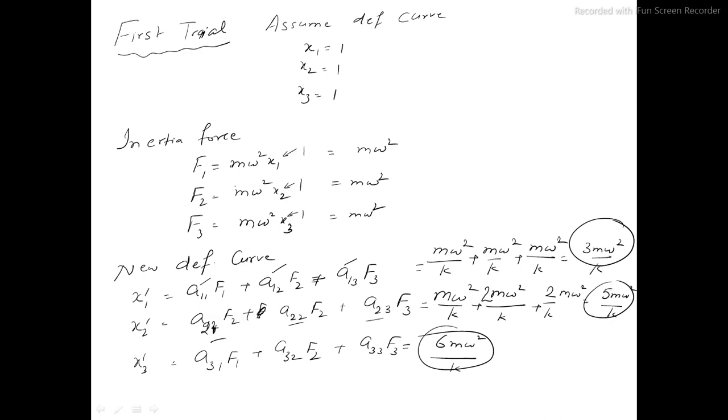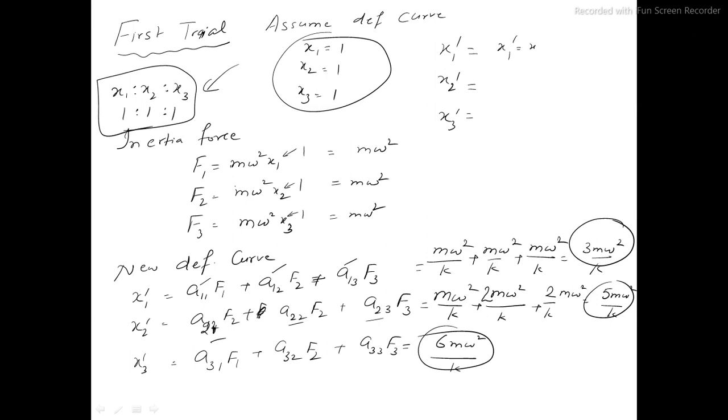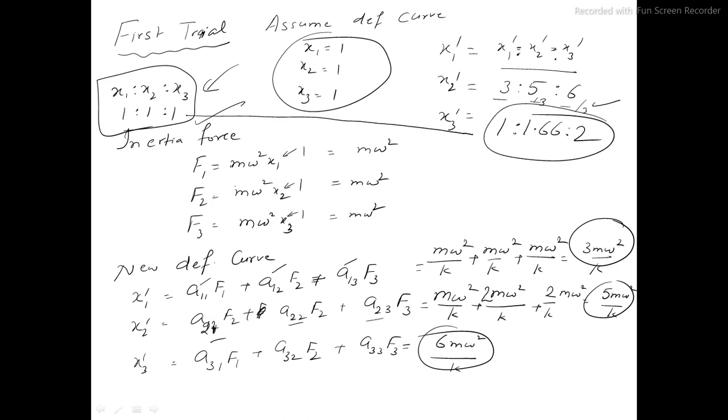Now we will see whether it is equal to the assumed one or not. So this is your assumed deflection curve. The new deflection curve, you can write x1 dash, x2 dash and x3 dash. Now it's better to take the ratios. You know that the assumed ratio x1, ratio x2, ratio x3 is 1 ratio 1 ratio 1. So to compare, we will also compare the ratios. The ratio of these three will be 3 ratio 5 ratio 6. So there is 1 1 1, there is 3 5 6. Again, one step, we will divide all by 3. So it is 1 ratio 1.66 after dividing 5 by 3, and 6 divided by 3 is 2. So this is the ratio difference we are getting after the first step.